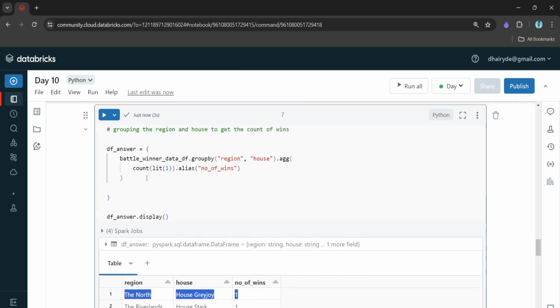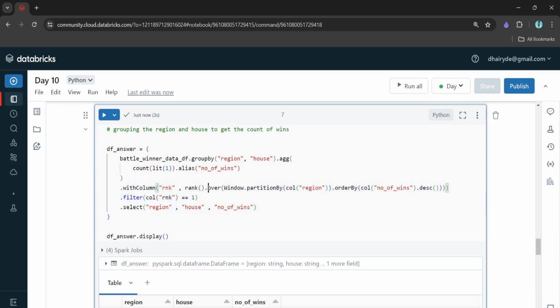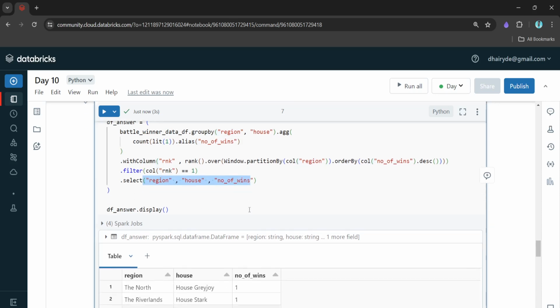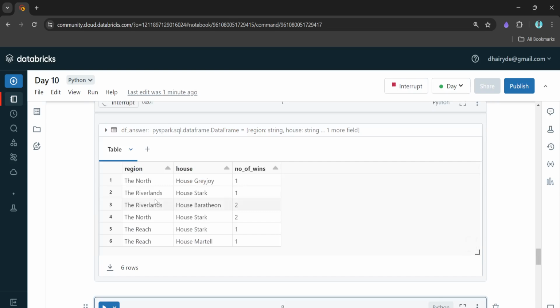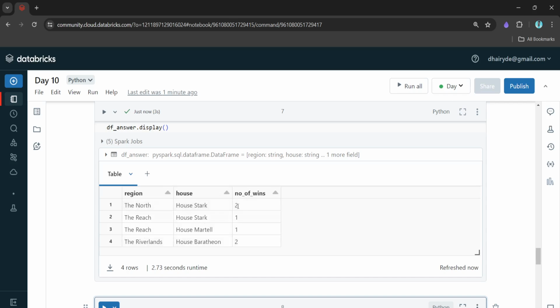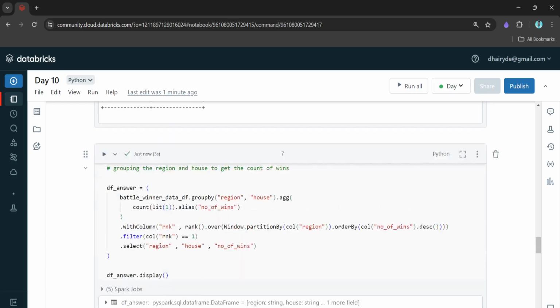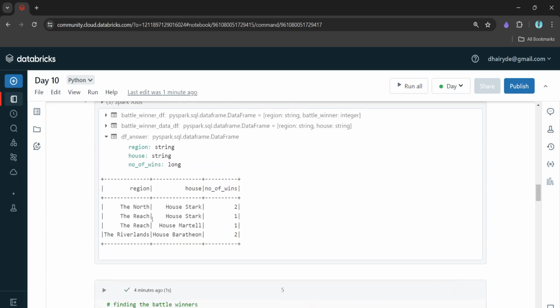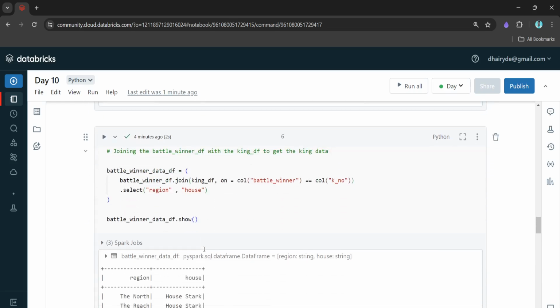Now we have the count of wins for each and every house for each region. After this, the next step was to find the rank. We want to find the maximum winner house for each region, so we are partitioning the data by region, and then we want to order based on the number of wins, in descending order, right? Then we are selecting the records wherever the rank is 1, and then selecting the columns which we needed in the output. Let's run this. Okay, now we got our final answer. If we cross verify, 2, 1, 1 for the north, reach and riverland. So cross check: north, reach, riverland, 2, 1, 1, right? And yes, I think we got our required output.